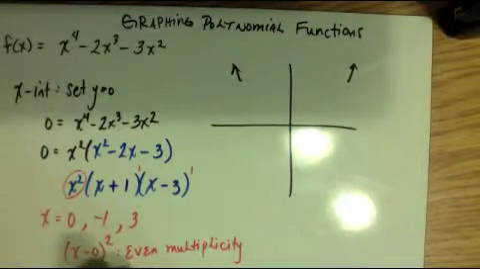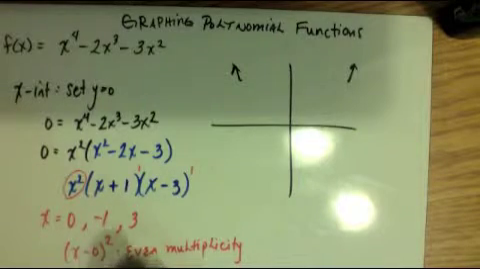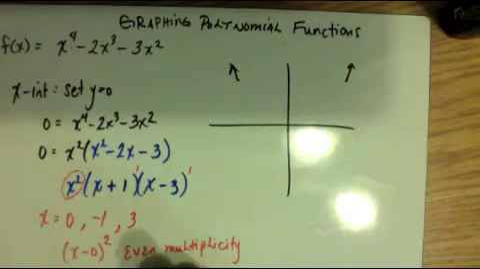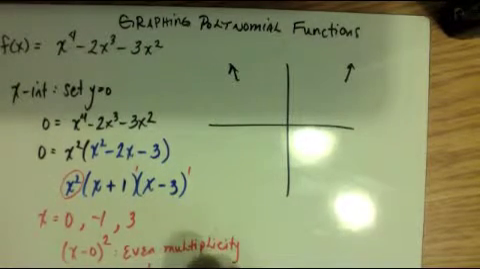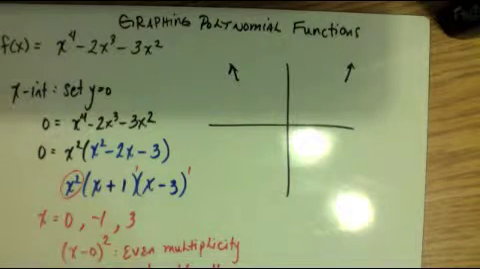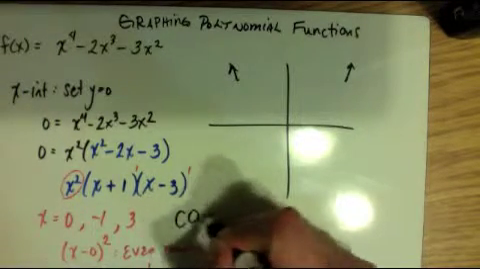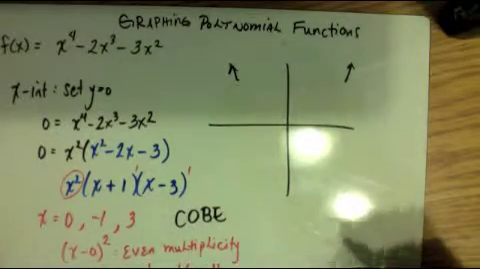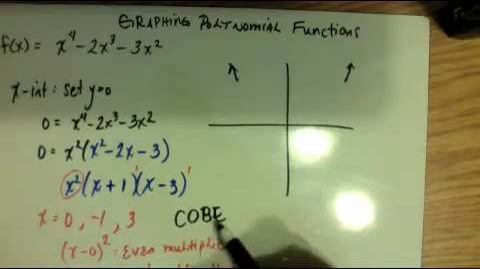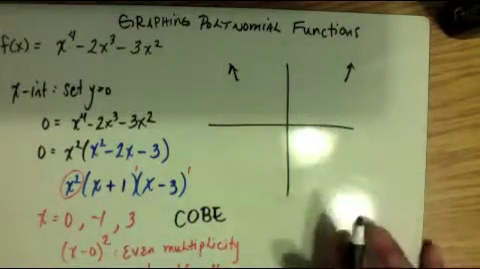Okay, and what about x plus 1 and x minus 3? x plus 1 is to the 1, x minus 3 is to the 1. This is odd multiplicity. So what's going to happen? And what I did is I came up with a little acronym, Kobe. It's going to cross when it's odd, it's going to bounce when it's even.